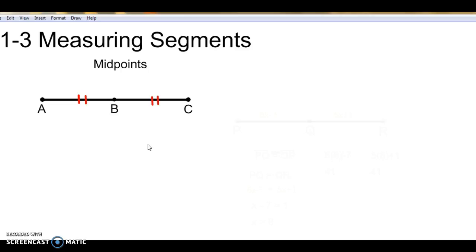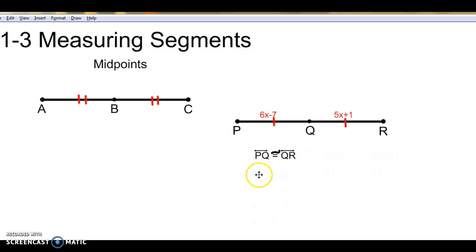Here is an example of how we can use midpoints. Given segment PR and Q is the midpoint, notice that I now can put tick marks on PQ and QR since I know that Q is a midpoint. I know that segment PQ is congruent to segment QR, and I also know that the lengths are equal.